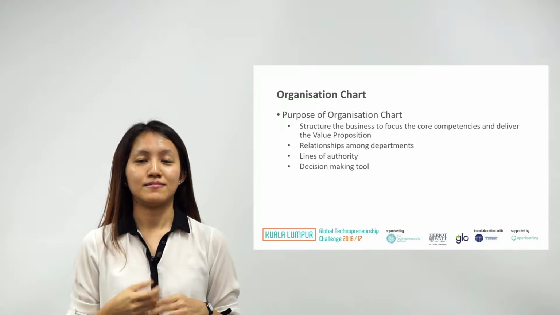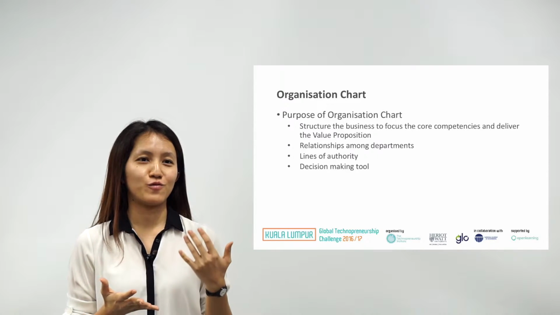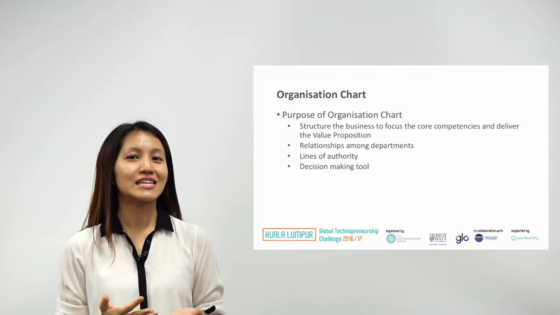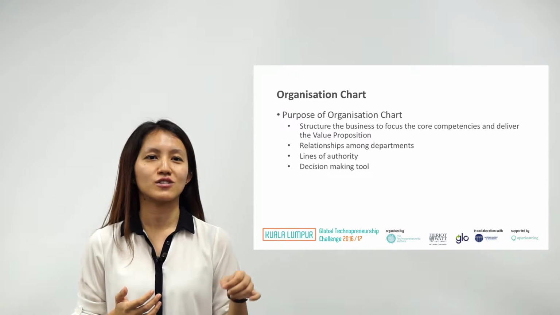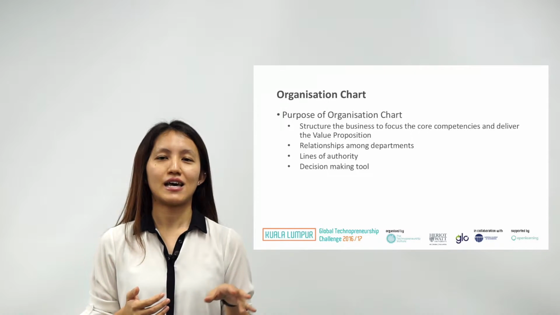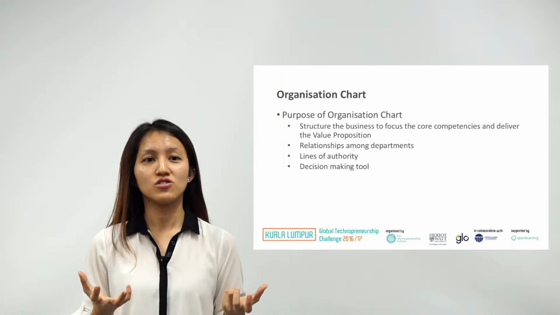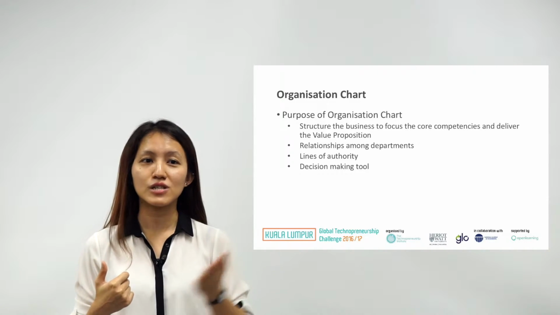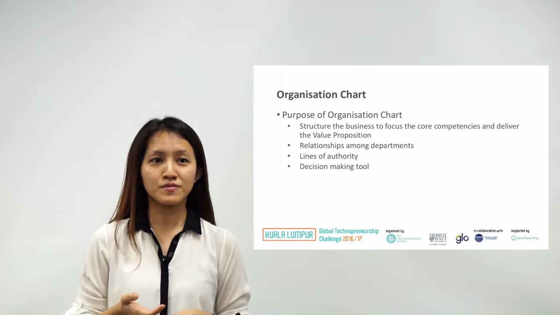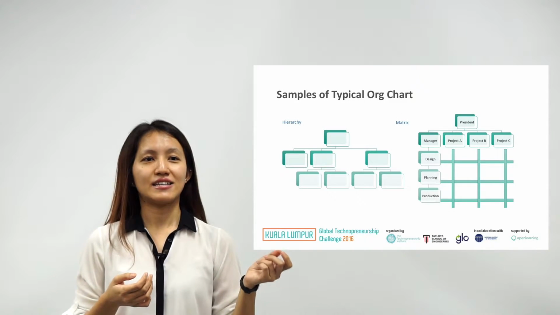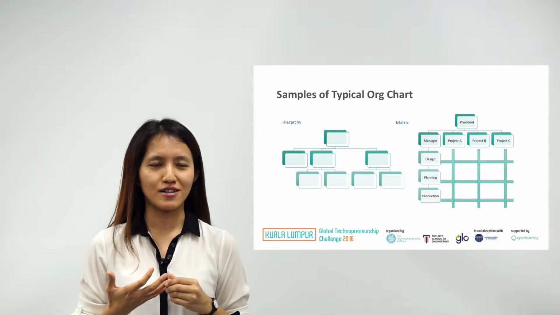So it's important for us to have an organization chart as well. If we look at the purpose of an organization chart, it actually helps us structure the business to focus on the core competencies and deliver the value proposition. It establishes relationships among departments, gives you the lines of authority, and also helps as a decision-making tool. If we move on, we have samples of typical organization charts.